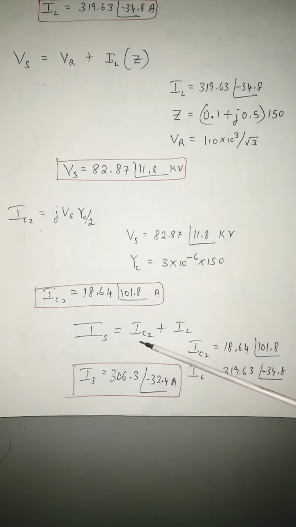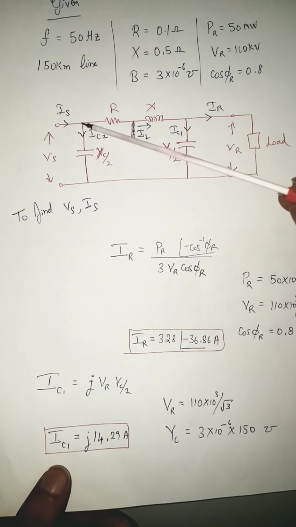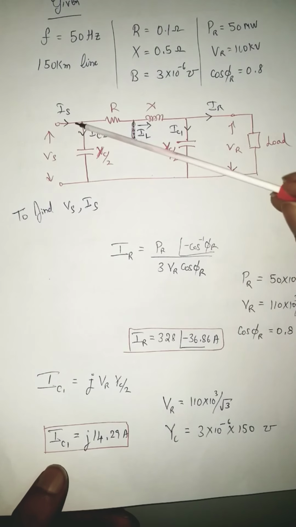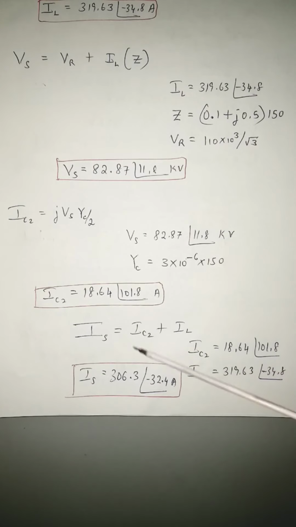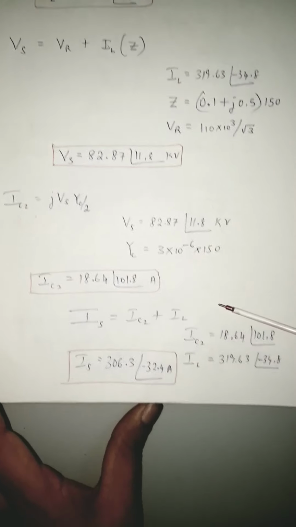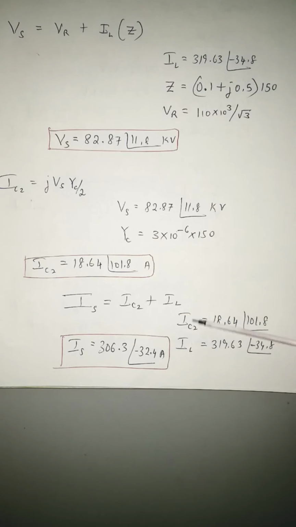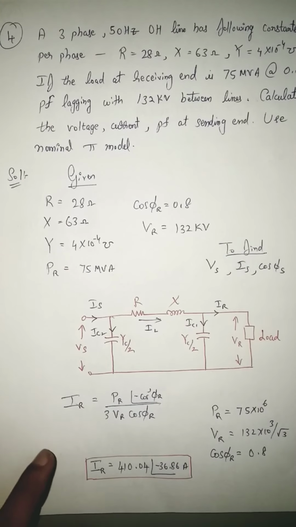Then you will be applying KCL at the source node. So here I am applying KCL now. IS will be equal to IC2 plus IL. IC2 was calculated in the previous step, IL was calculated earlier. Add them, you will be getting IS. So that finishes the third problem.